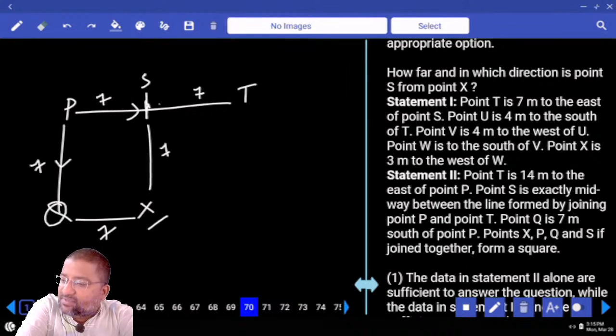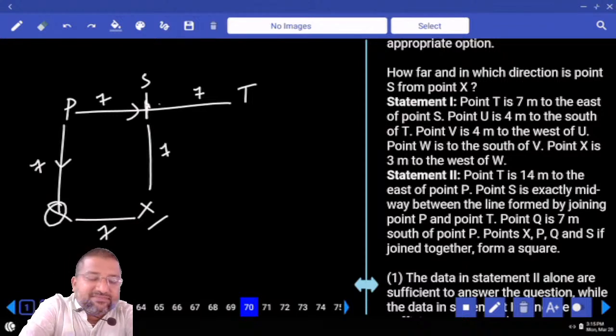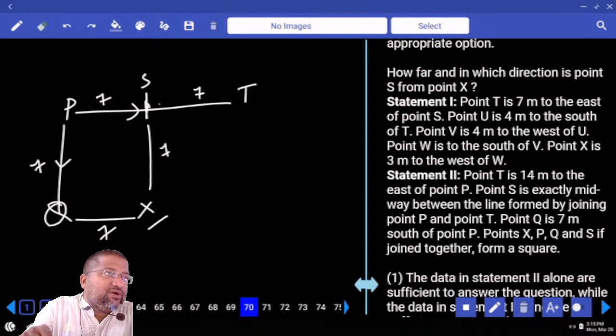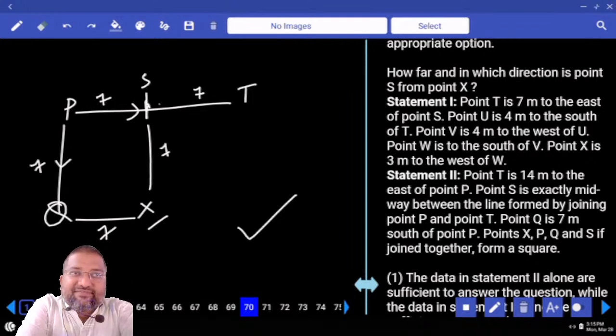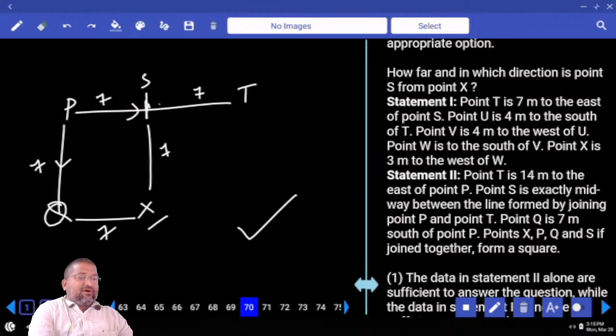Now the question: point S from X, the distance comes, and the direction also comes. Right? So am I getting the answer from 2 alone? Yes. 2 alone is sufficient, whereas 1 is not sufficient.